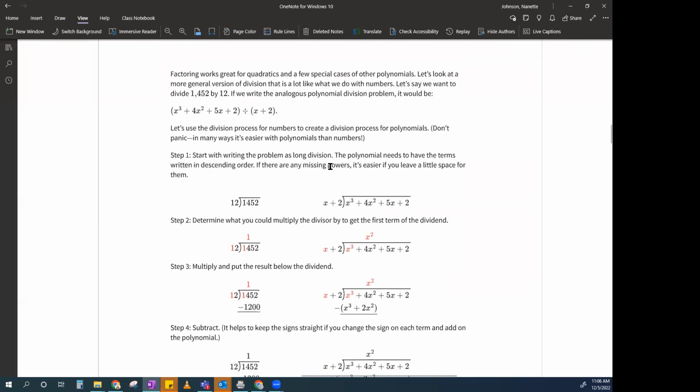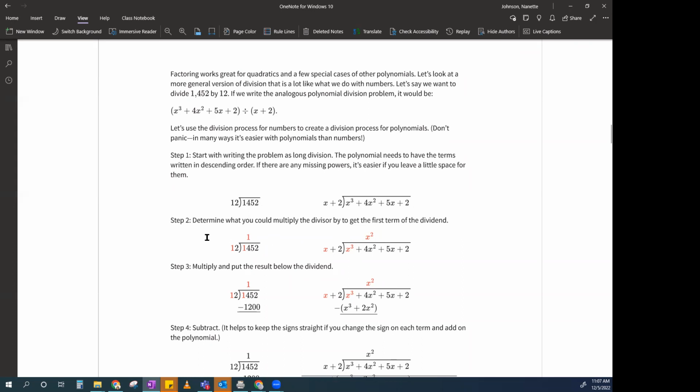Start with writing the problem in long division, and then the polynomial needs to have the terms written in descending order. If there are any missing powers, it's easier if you leave a little space for them. So you'd leave like a placeholder. Okay. So then you write it. So here's 1,452 divided by 12 versus x cubed plus 4x squared plus 5x plus 2 divided by x plus 2. Do you guys all see how these are analogous? Everybody's okay with these being analogous? Yes.